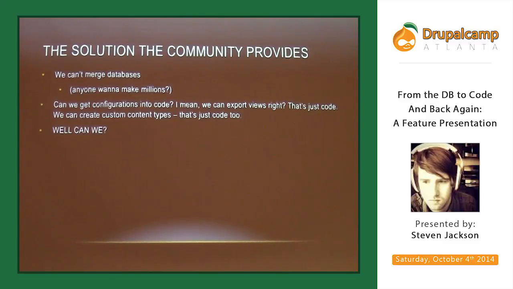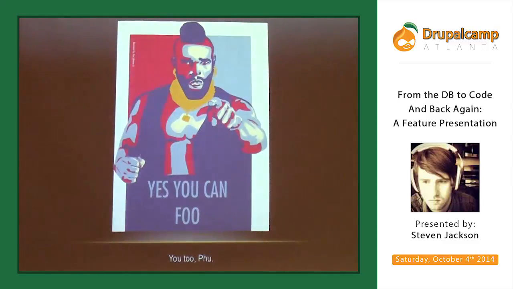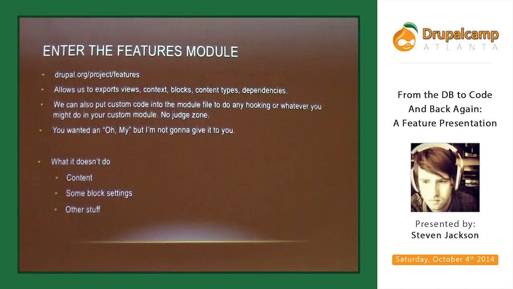We can export views. Views goes into code. You can actually see the code that views produces. So there is some way of doing that, and it's just code, and we can create custom content types and clone them, and that's essentially just code as well. So you can write a custom module to create a custom content type to create pages or whatever. So there has to be some way to get it into code. Can we get it into code? Yes, you can, and Foo can as well.